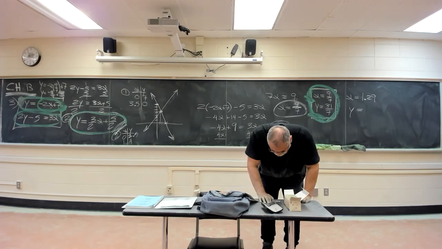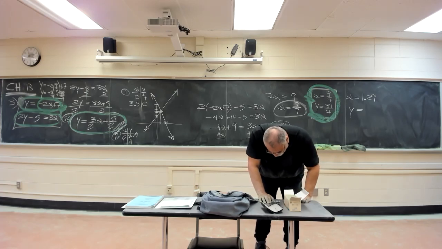4.31 divided by 7 is 4.42857, which rounds to 4.43.